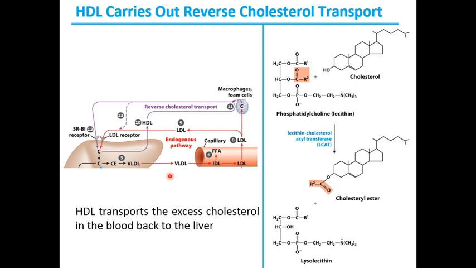Nascent HDL can also pick up cholesterol from cholesterol-rich extrahepatic cells such as macrophages or foam cells. And as a result, this HDL is then returned to the liver, where the cholesterol is unloaded via the scavenger receptor SRB1. HDL thus carries out a reverse cholesterol transport.